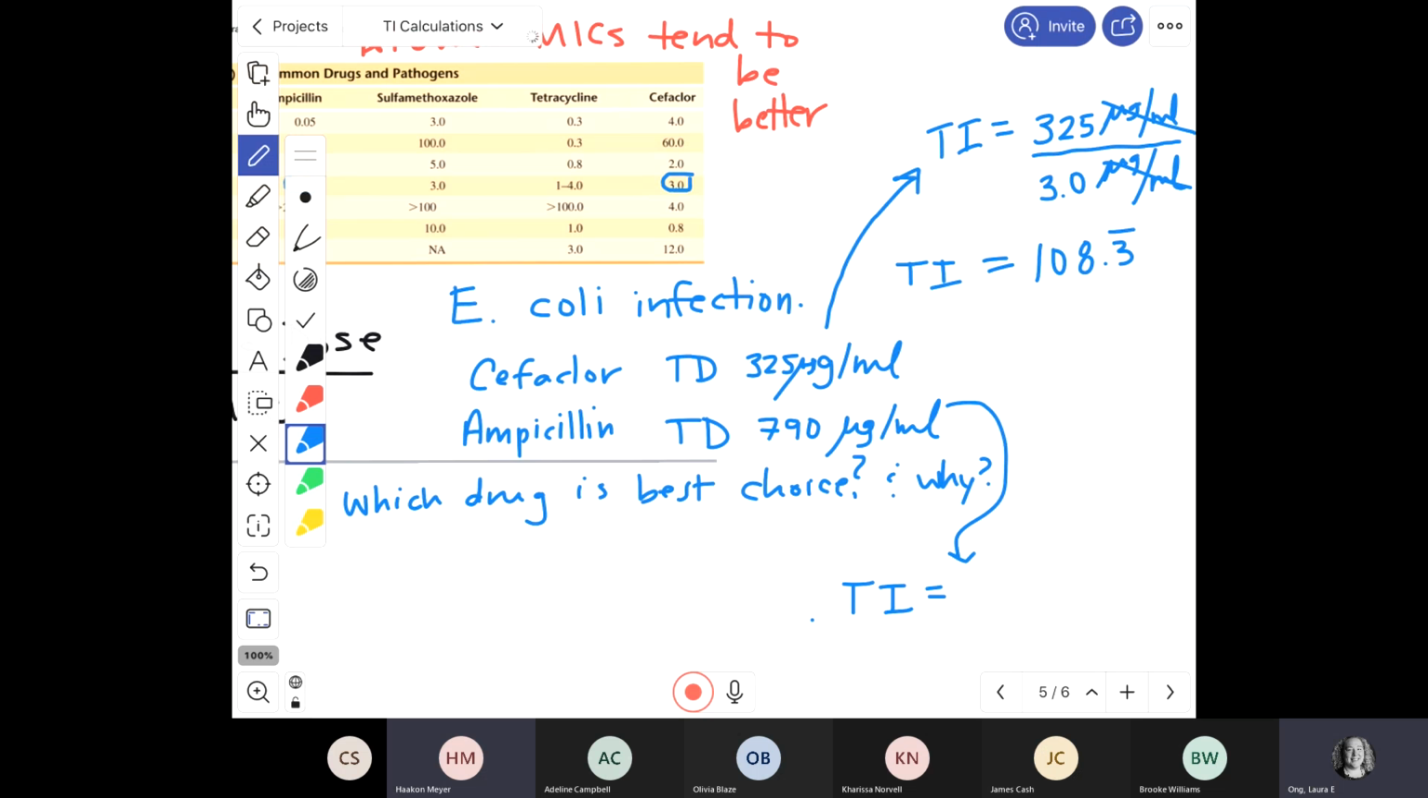So for ampicillin, the TI would be 790 micrograms per mil over 12 micrograms per mil. And those cancel. And that number comes out to be 65.8, which is the therapeutic index. So for that scenario, cefaclor would be a better option than ampicillin.